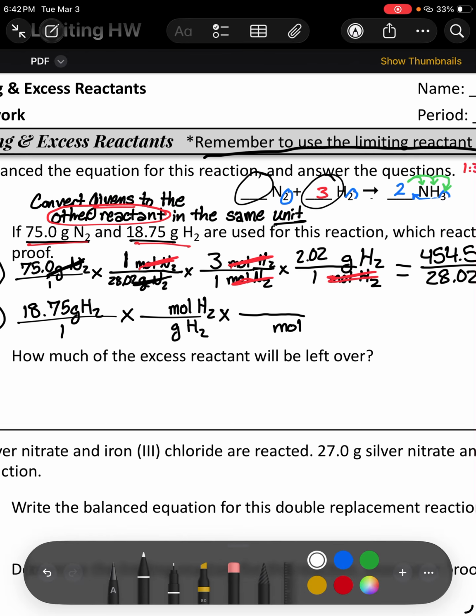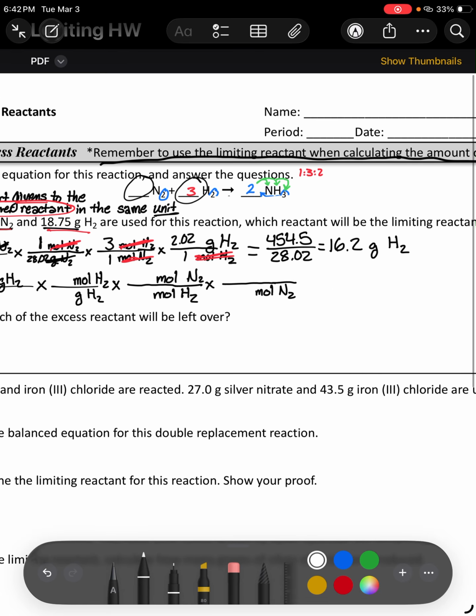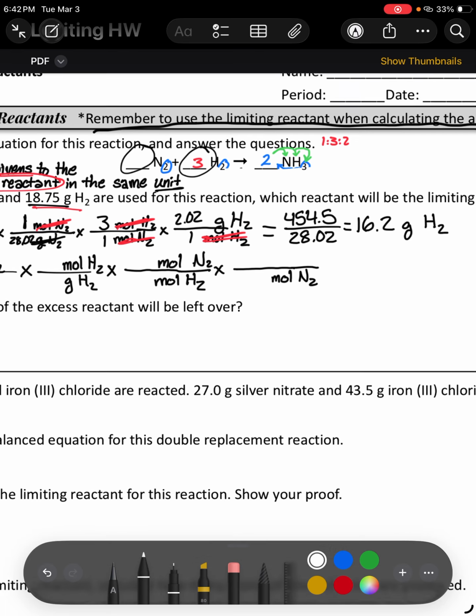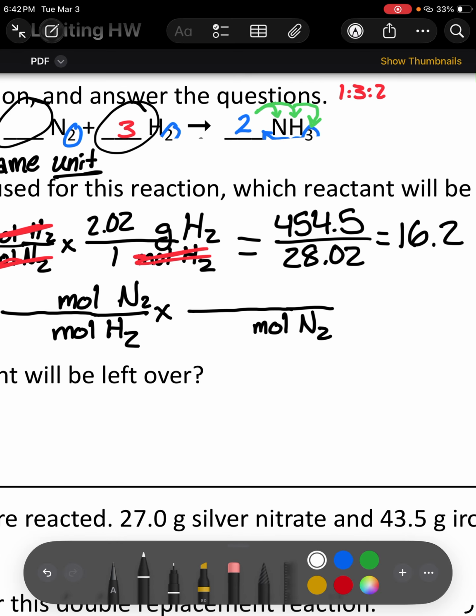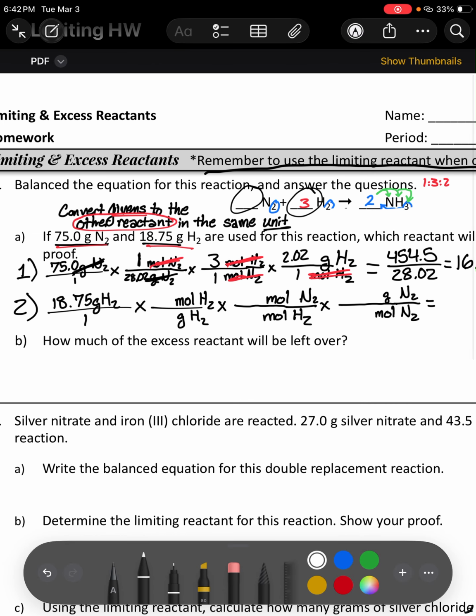Okay, so I went from grams to moles of hydrogen. Now we're going from moles of hydrogen to moles of what? Nitrogen. And then I'm going to go from moles of nitrogen. Note, if I forget any of these railroads, am I going to mess up? Yes. So be very methodical. This is such a methodical process. We're now converting from moles of nitrogen to grams of nitrogen. There's our correct setup. Now let's get our numbers.